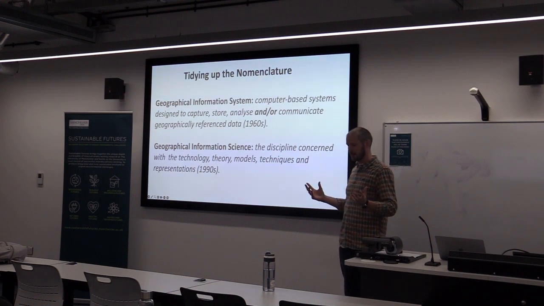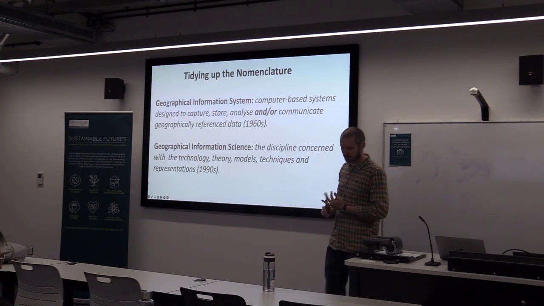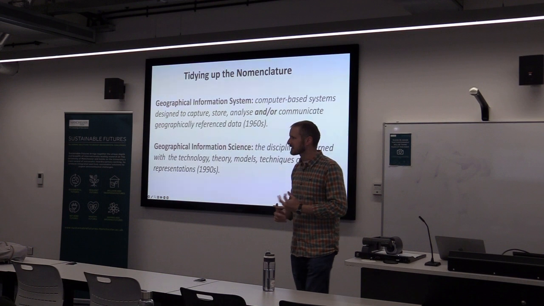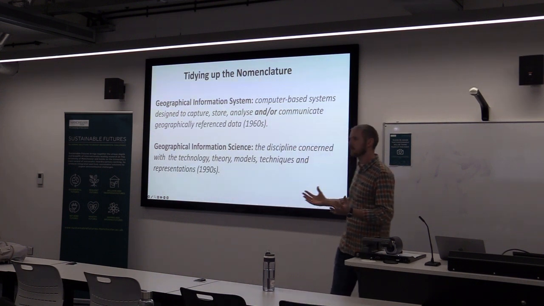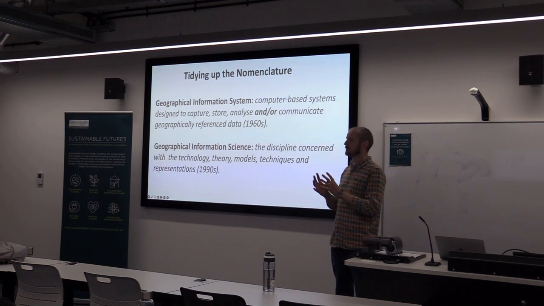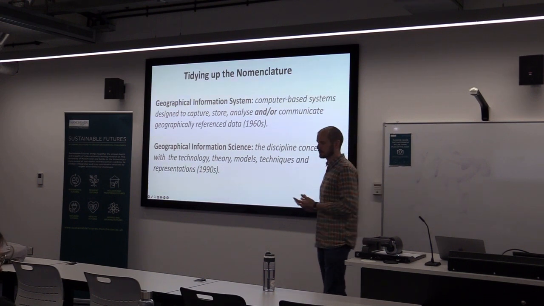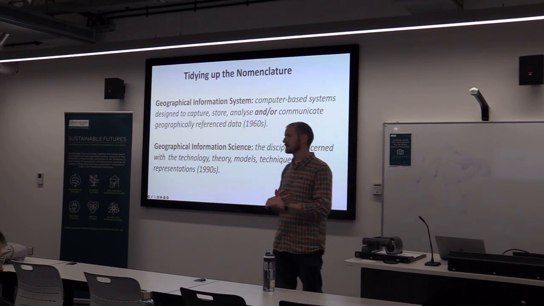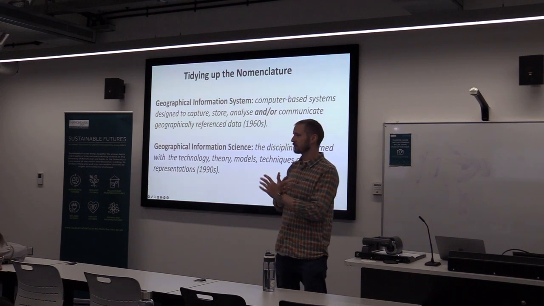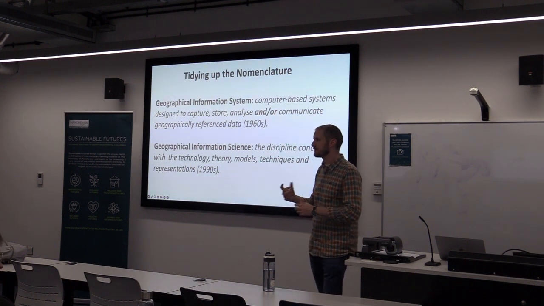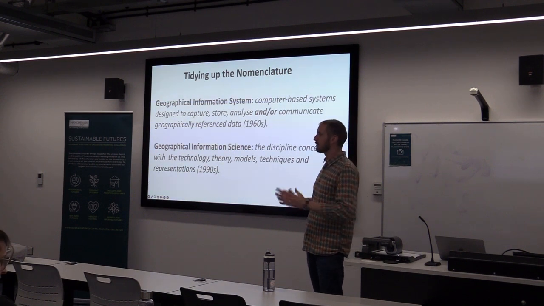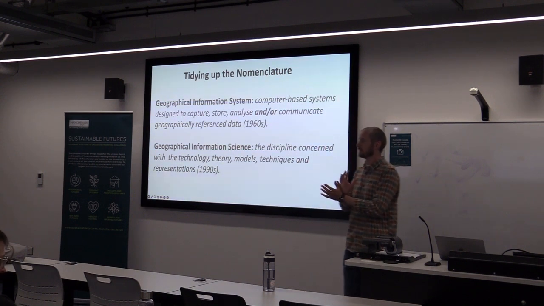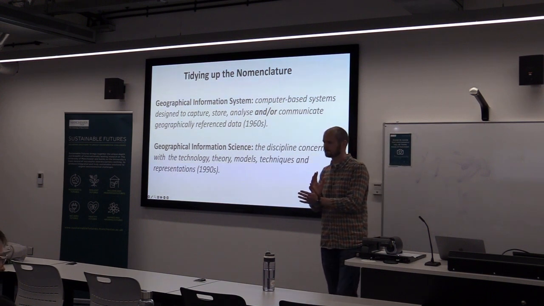This is the traditional terminology, which dates back to Roger Tomlinson in the 1960s, who created the Canadian Geographical Information System, the first ever bit of GIS software. And that is any computer-based system that can capture, store, analyse or communicate with data. We often think of GIS software being things like ArcGIS, QGIS, that do all of those things. But anything that does any of that would be perfectly reasonably called a GIS. So that's the first thing.